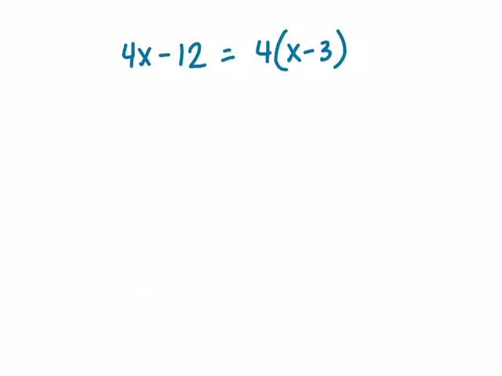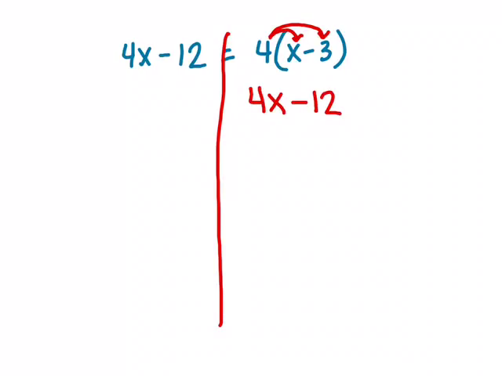Okay, this time I have 4x minus 12 equals 4 times the quantity of x minus 3. So your first thought should be, oh, there's parentheses. So we need to distribute first. So 4 times the x and 4 times the negative 3. 4 times x is 4x. 4 times negative 3 is negative 12. And then I haven't done anything over here on the left, so I'm going to keep it the same. All right, I can't combine anything.